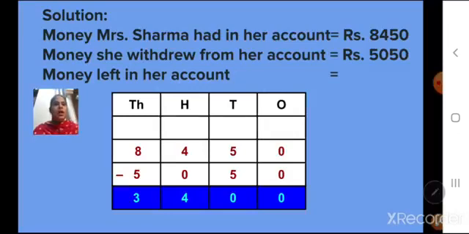Now how much money is left in her account? We have to subtract 8,450 minus 5,050. If we subtract, we will get the answer as 3,400. So 3,400 rupees is left in Mrs. Sharma's account. Children, note down this in your notebook.